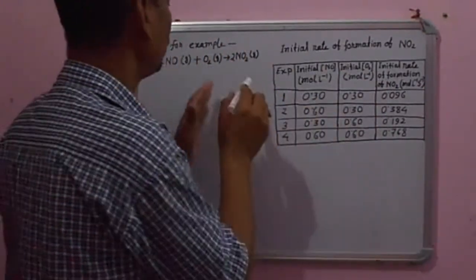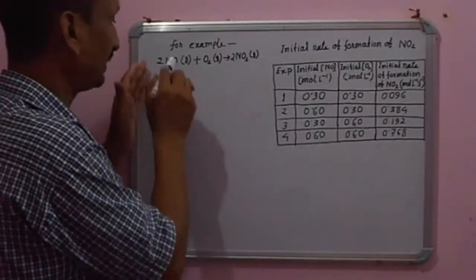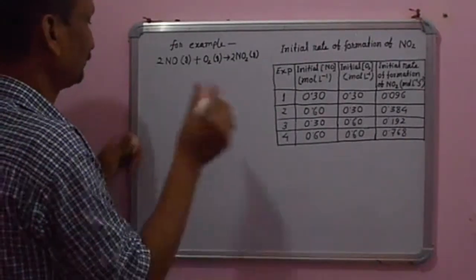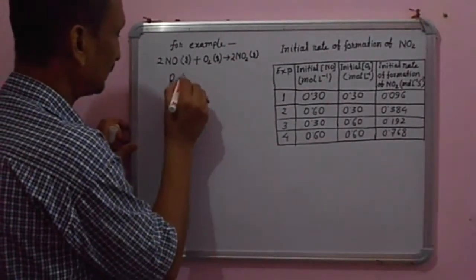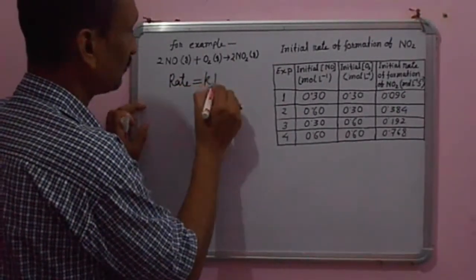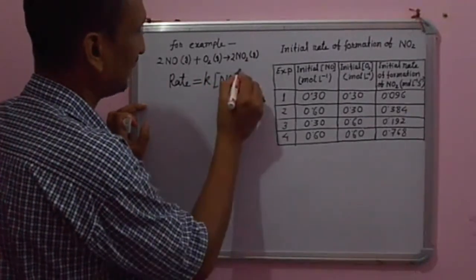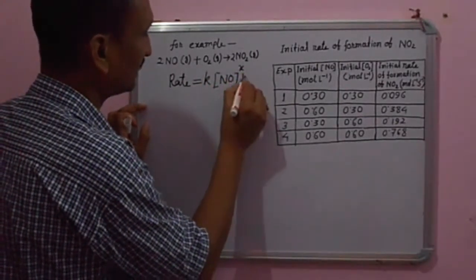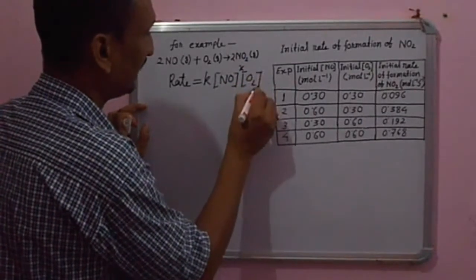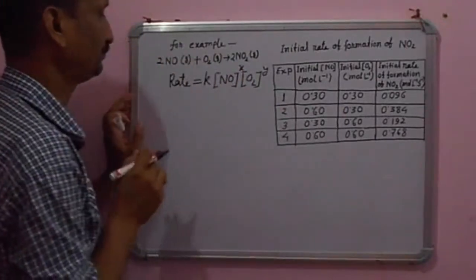So now mathematically how we will determine the rate law, that we will see. The rate is expressed as rate is equal to K, concentration of reactant nitric oxide raised to some power x, concentration of oxygen raised to some power y. So we have to find out here the x and y.